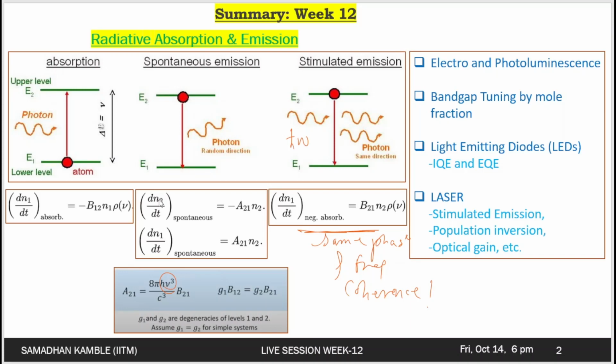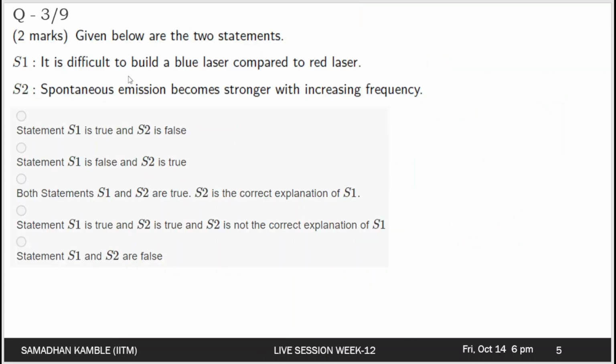the frequency of blue is higher. So the frequency of blue is quite higher, and as we saw, A21 is directly proportional to the frequency cube. So as you go to higher and higher frequencies, in our case the blue region, the spontaneous emission process becomes very strong. There are two processes which are competing with each other. So for higher frequencies, spontaneous emission dominates.